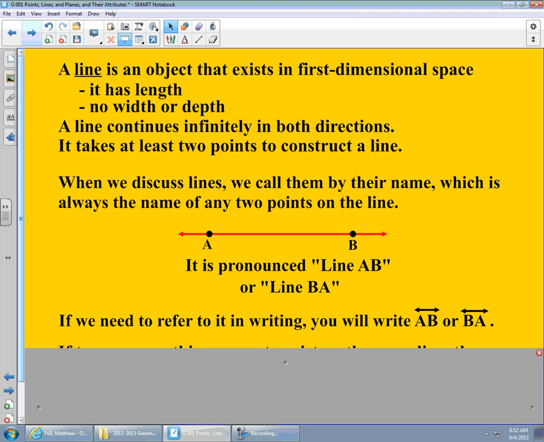If you need to refer to it in writing, we have a little symbol that goes along with this. What you do is you list the 2 points that you have, AB or BA. Again, slightly better to do it alphabetically. But if it is a line, we will put a little diagram of a line over the top of it. So a little line, arrows on both ends, because of course lines continue infinitely in both directions.